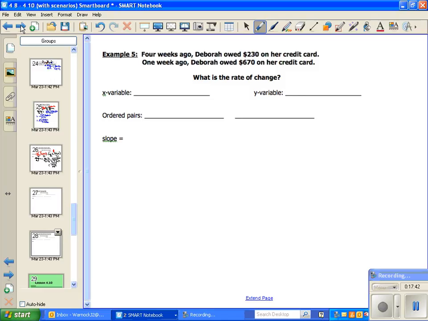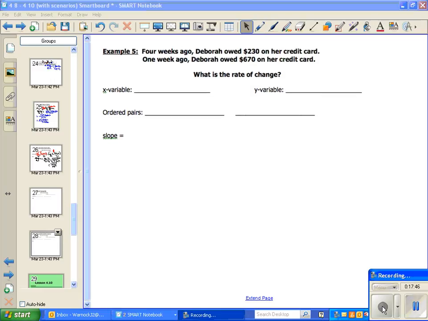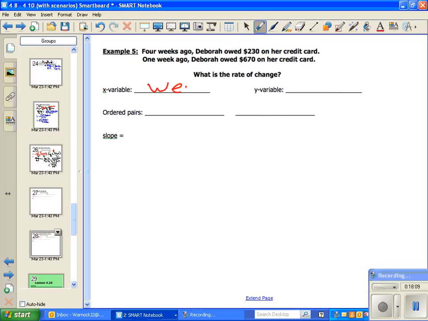Okay, skip example 4, go on to example 5. Do 5 on your own. Okay, before you guys get too far, I want to make sure you're using the right signs. Okay, what are your x and y variables, Jake? X and y variables. Okay, what's x and y? Good. Y is dollars.